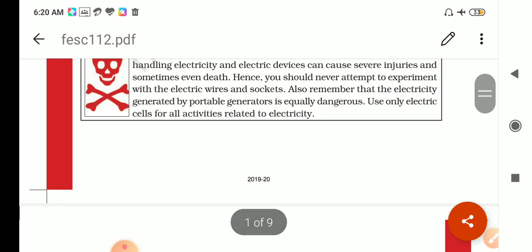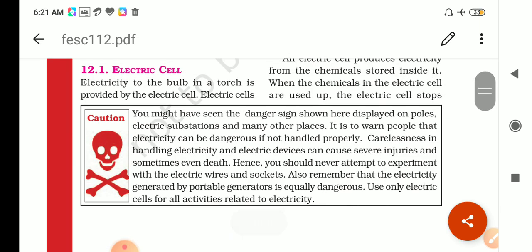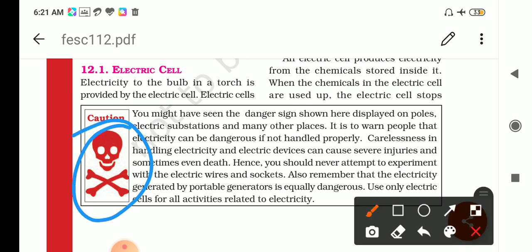Okay, now see this caution. You might have seen the danger sign. This sign shows that there is danger here. At electric stations and where there are electric bolts, you can see this type of sign. It is to warn people that electricity can be dangerous if not handled properly. Carelessness in handling electricity and electric devices can cause severe injury.